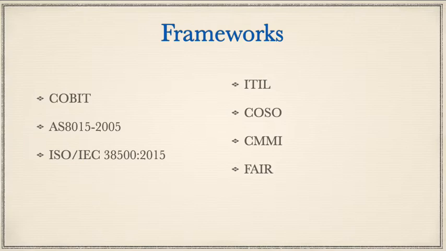COBIT gives a reference of 37 IT processes. Each process has inputs, outputs, objectives, and performance measurement methods. The AS 8015-2005 was originally developed in Australia, and it's a 12-page document that includes 6 principles for effective governance.